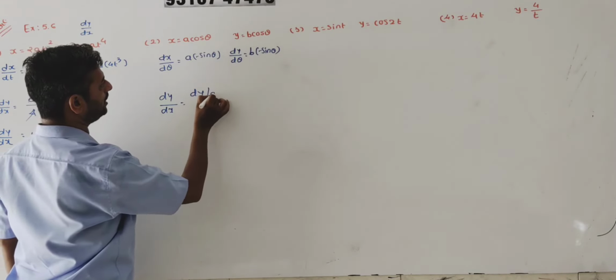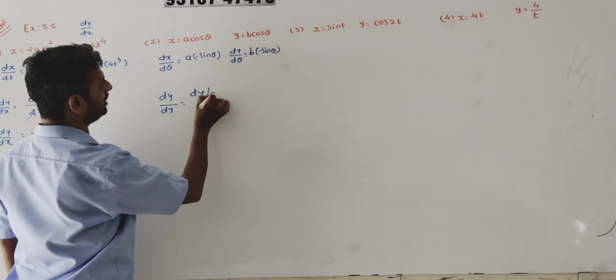Now dx by dt is equal to 4, and dy by dt, 4 as it is, and the derivative of 1 upon t is minus 1 upon t square. So dy by dx is equal to dy by dt upon dx by dt. So minus 4 upon t square upon 4. So your answer is minus 1 upon t square. In this way we have found dy by dx. Now we are going on to the fifth example.